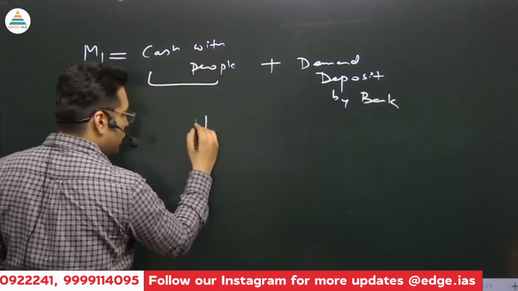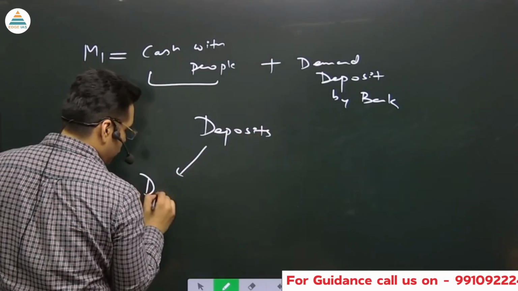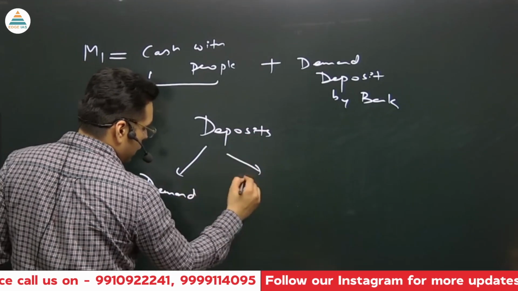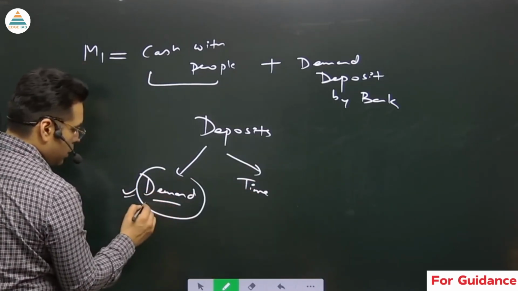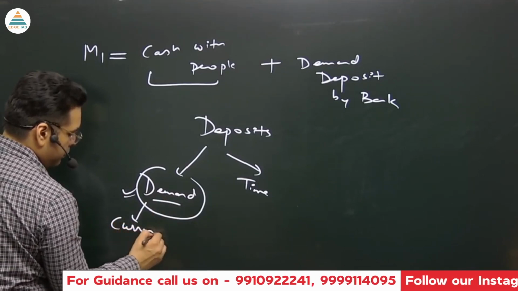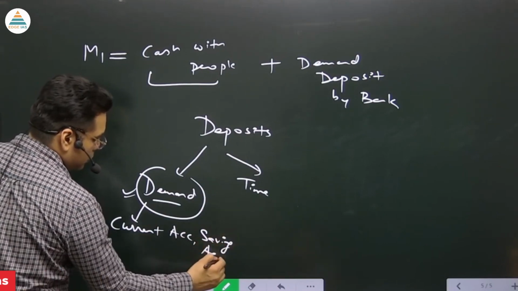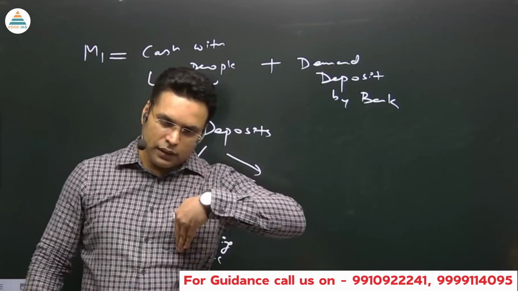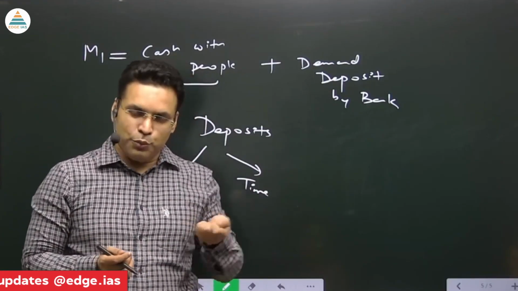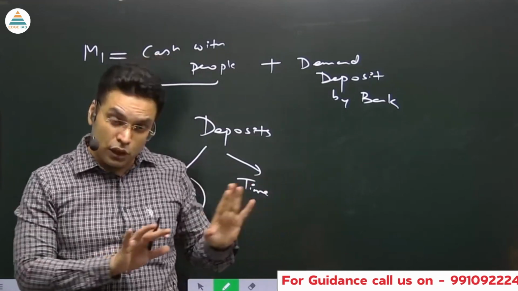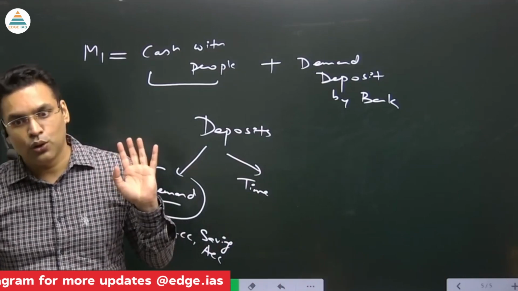Now, remember, deposits are of two types. When you go to the bank, there are deposits of two types. One is called demand deposit, the other is called time deposit. Demand deposit is a deposit like a current account or saving account. You can withdraw this money on demand. You go to the bank, you have a saving account, you use the check or the ATM, you withdraw money anytime on demand. There is no restriction. The bank cannot say no.